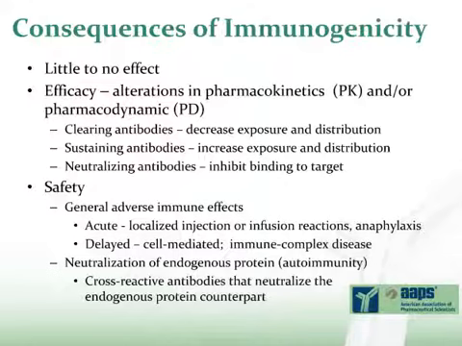You can have clearing antibodies, which can be generated that bind to the molecule and increase its rate of clearance. The formation of these antibody and drug complexes are recognized by the RES system and then are removed from the systemic circulation. This results in a decrease in the distribution of the drug to its target.